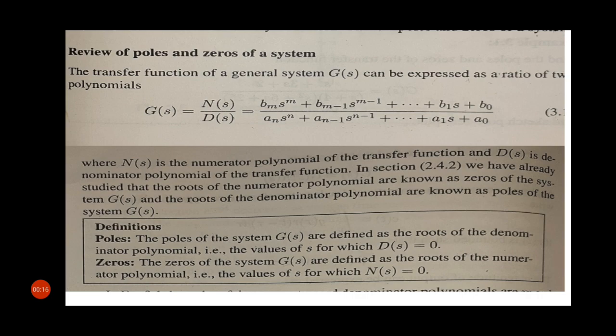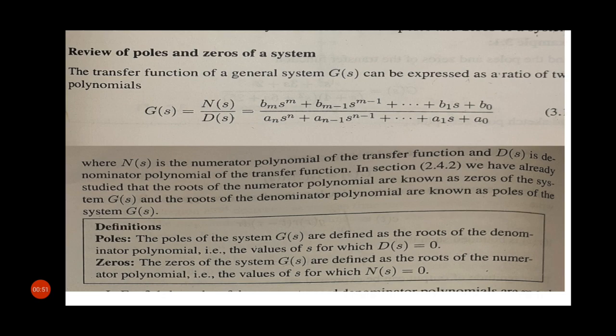The transfer function of a general system G(s) can be expressed as a ratio of two polynomials. That means G(s) = N(s)/D(s), which is equal to (b_m s^m + b_(m-1) s^(m-1) + ...) divided by (a_n s^n + a_(n-1) s^(n-1) + ...). Here N(s) is the numerator polynomial of the transfer function and D(s) is the denominator polynomial of the transfer function.